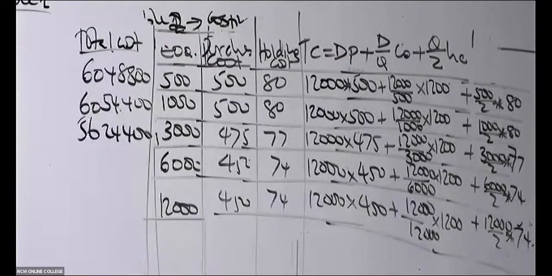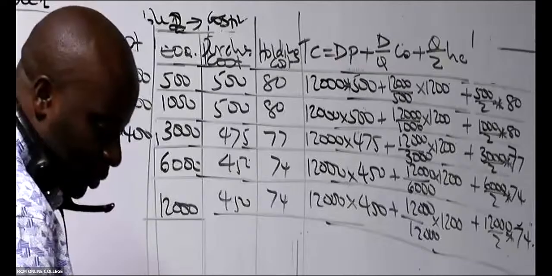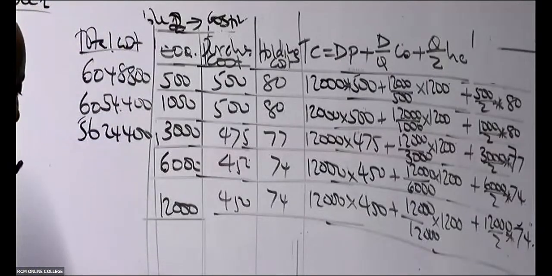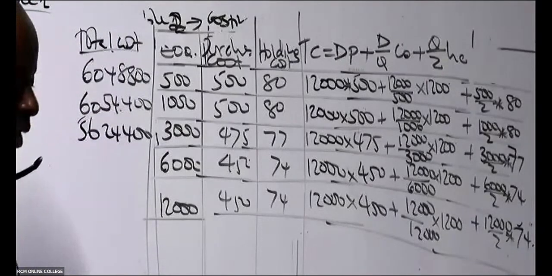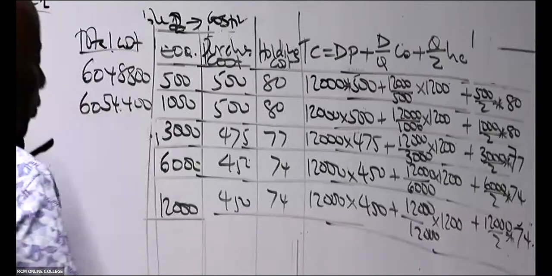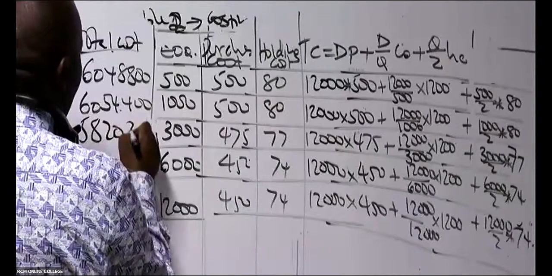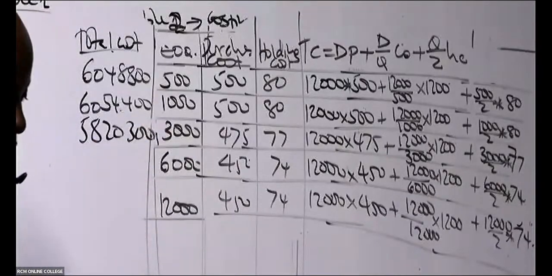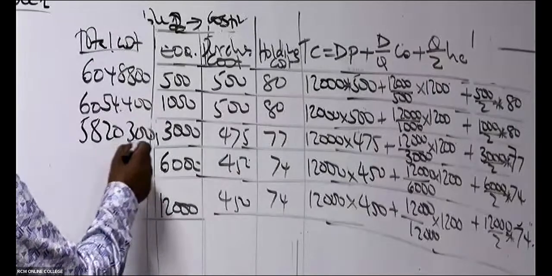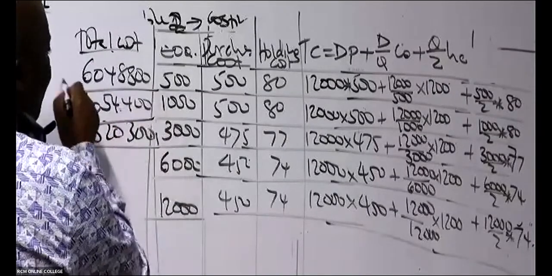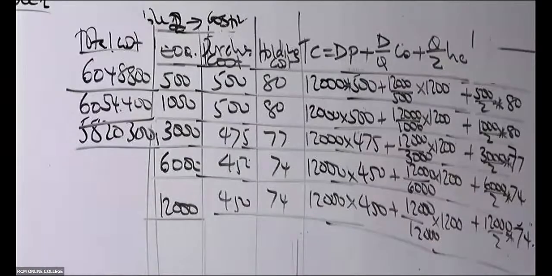60,54,000. Francisca said no. Everybody's getting their own figure. 58,20,300. Yes. I can see so many of you confirming this 58,20,300. 50,28,300. Thank you, Jemima.